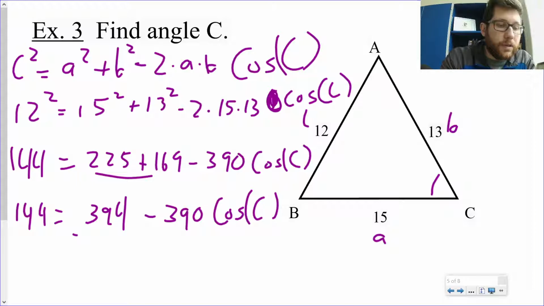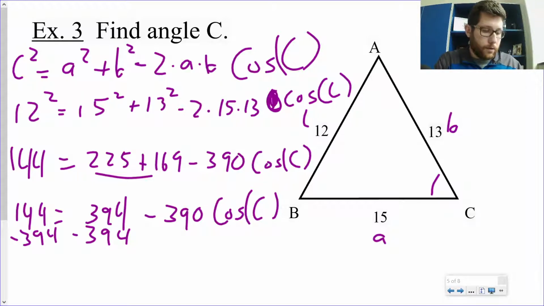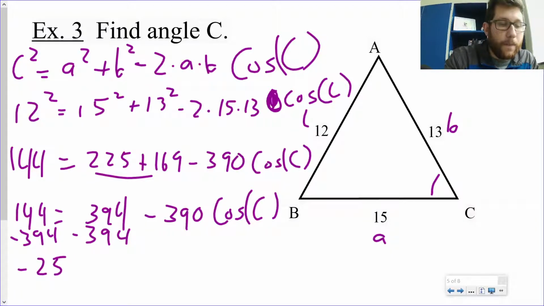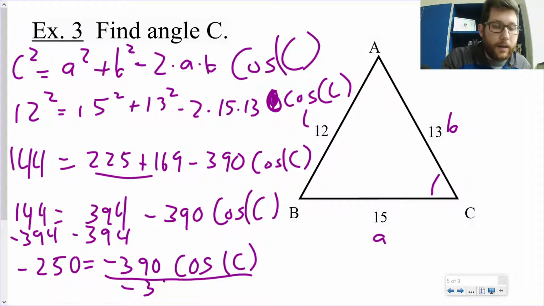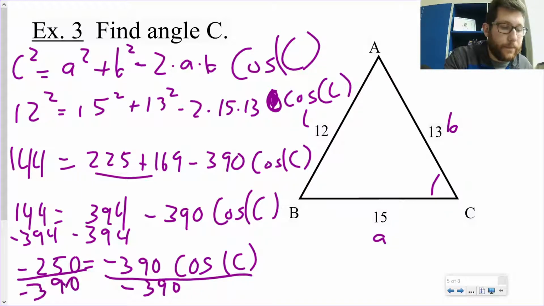What we need to do is subtract 394 from both sides. So I get 144 minus 394. I get negative 250 is equal to negative 390 cosine C. So now I can deal with that negative 390 by dividing by negative 390. So I get negative 250 divided by negative 390.